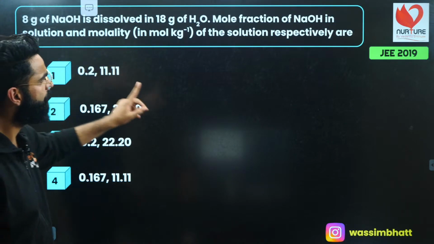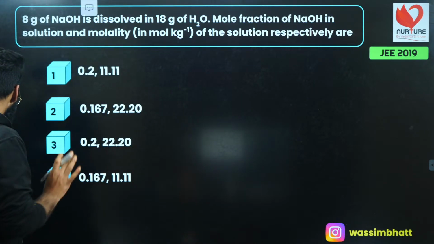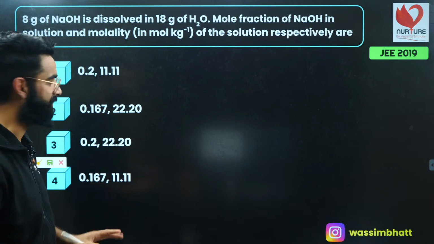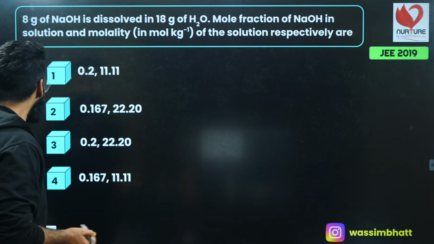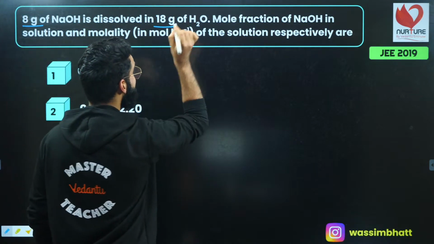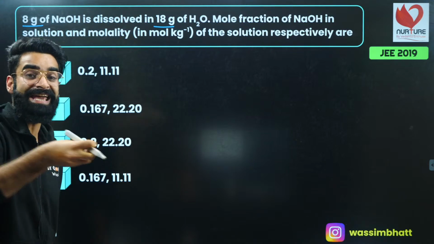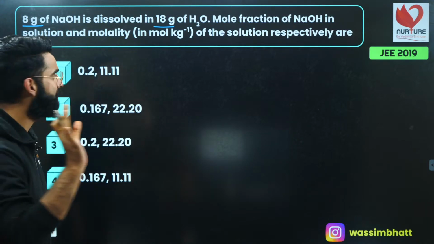This is one more question which was asked in JEE 2019, from the same chapter. And I'm sure all of you can kill this question. Trust me on that. What am I given with and what am I supposed to calculate? See guys, 8 grams of NaOH is dissolved in 18 grams of water. I'm putting some 8 grams of NaOH in 18 grams of water. So just have a look.